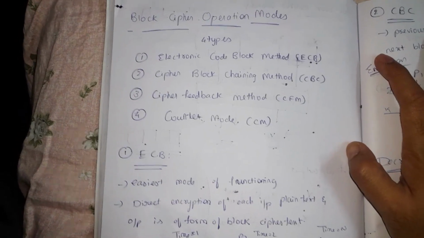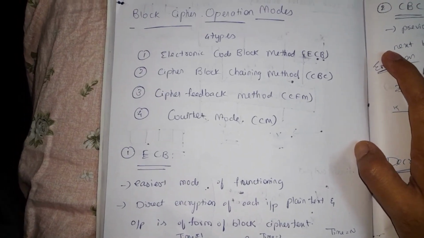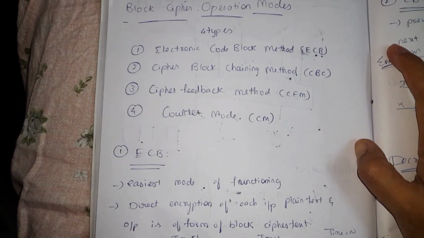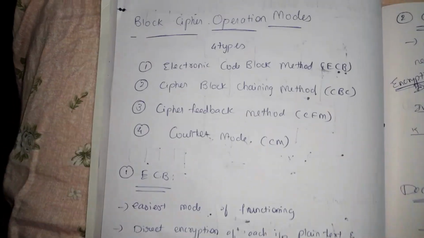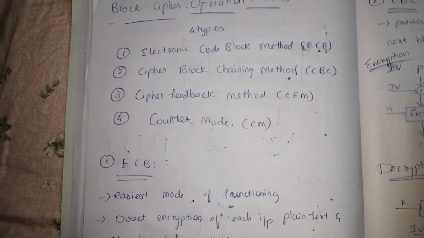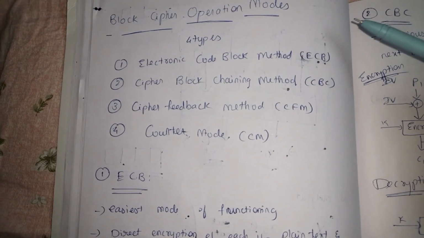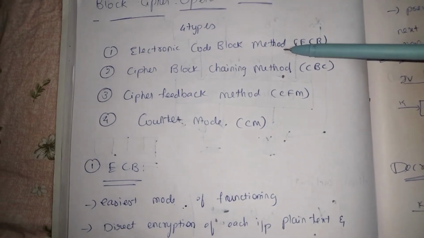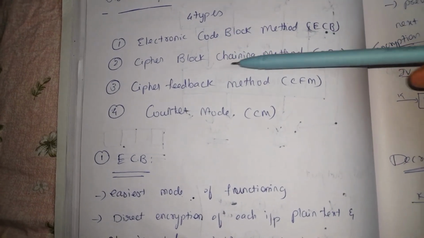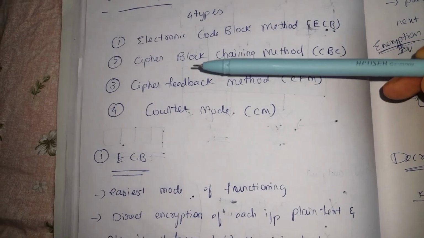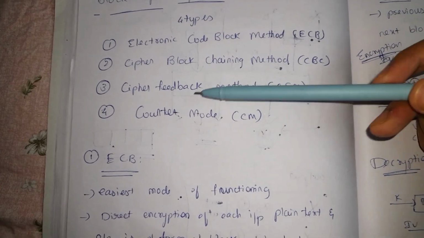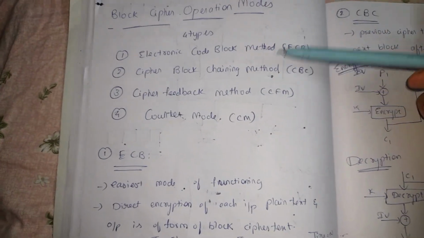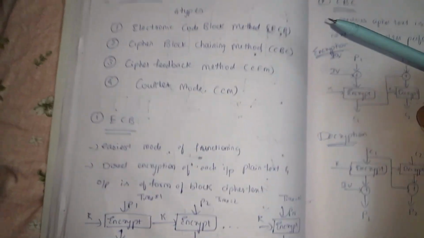In this video we are going to discuss block cipher operation modes, the kinds of modes in which the block cipher algorithm works. There are basically four modes in which block cipher operations are performed. First is the Electronic Codebook method, ECB; second, the Cipher Block Chaining method, CBC; third, the Cipher Feedback method, CFB; and fourth, Counter mode. In this video we will explore each and every one of them.